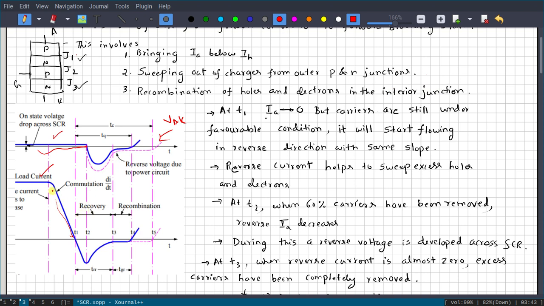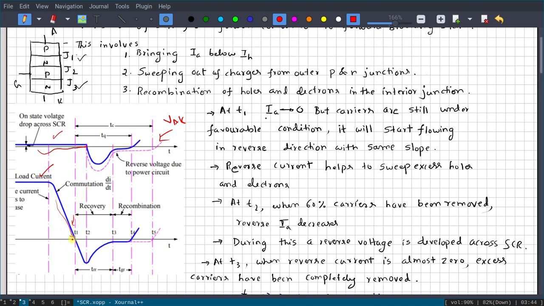So what is happening here? Here anode current is reducing, but the SCR is still in on condition. What happens at T1? The anode current reaches 0. So that means it has already reached below holding current, but the SCR is still on, because carriers are still under favorable condition. It will start flowing in the reverse direction with the same flow.